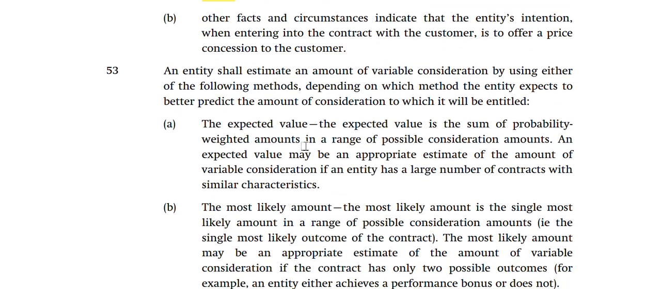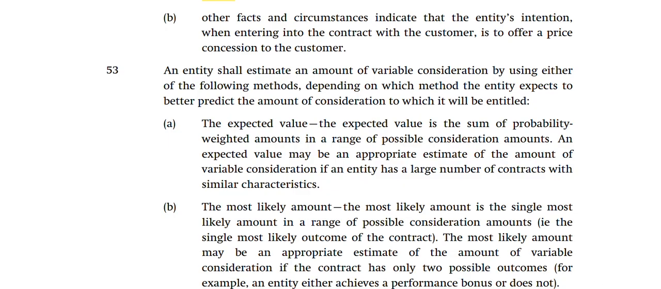What does 53 say? An entity shall estimate an amount of variable consideration by using either of the following methods, depending on which method the entity expects to better predict the amount of consideration to which the entity will be entitled. A, the expected value. The expected value is the sum of probability-weighted amounts in a range of possible consideration amounts. An expected value may be an appropriate estimate of the amount of variable consideration if an entity has a large number of contracts with similar characteristics.